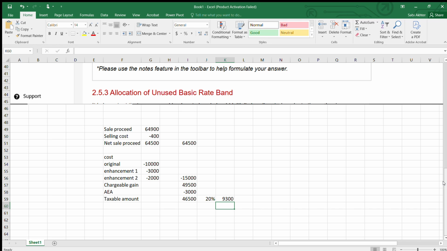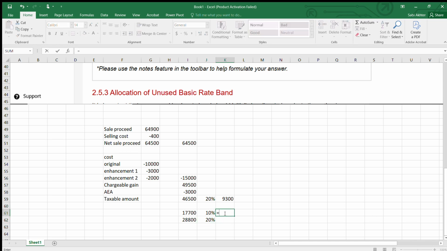So it's less. Remember, when it is 20,000, from 37,700 take 20,000 out. That equals 17,700. So out of this gain, which is 46,500, 17,700 you can charge at a lower rate. So this 17,700 would be taxed at 10%. The balance, that is this minus this, will be charged at the higher rate.